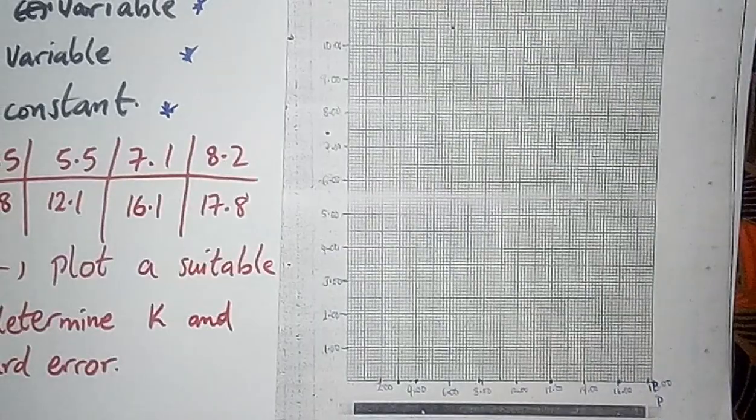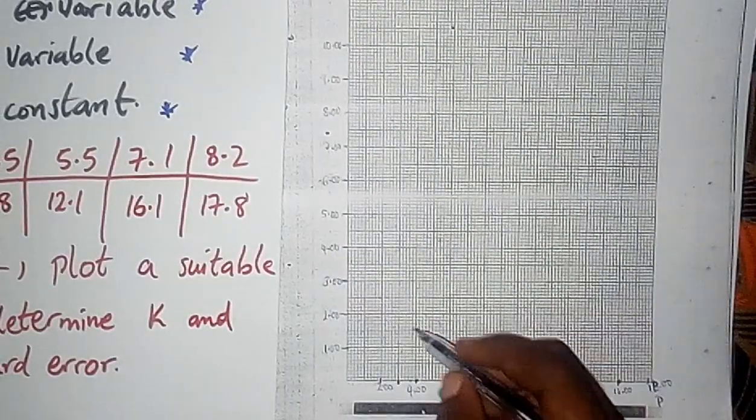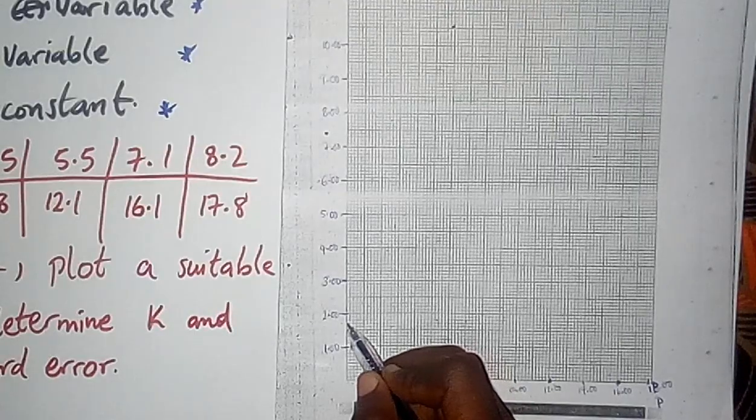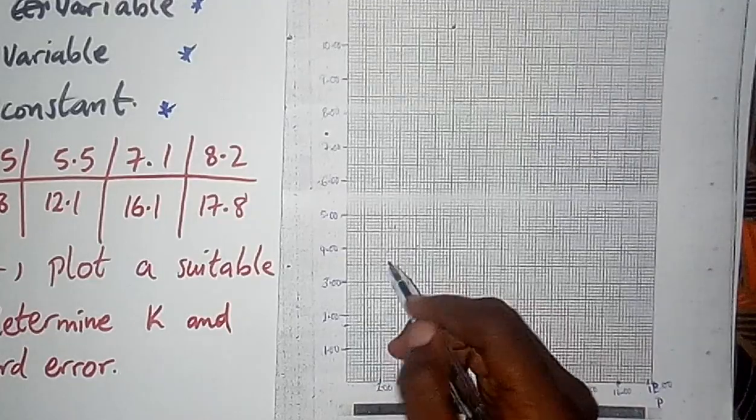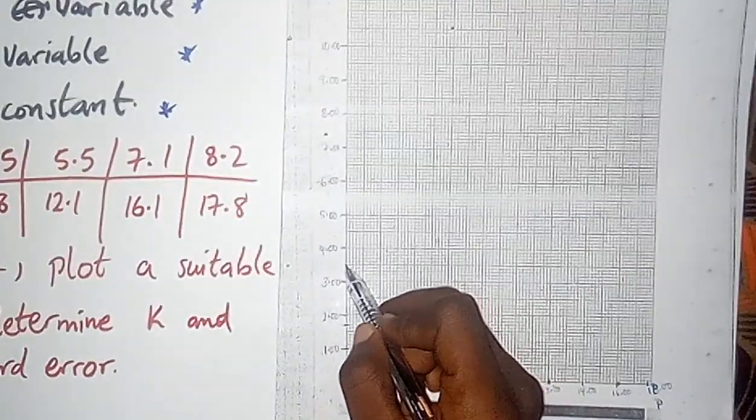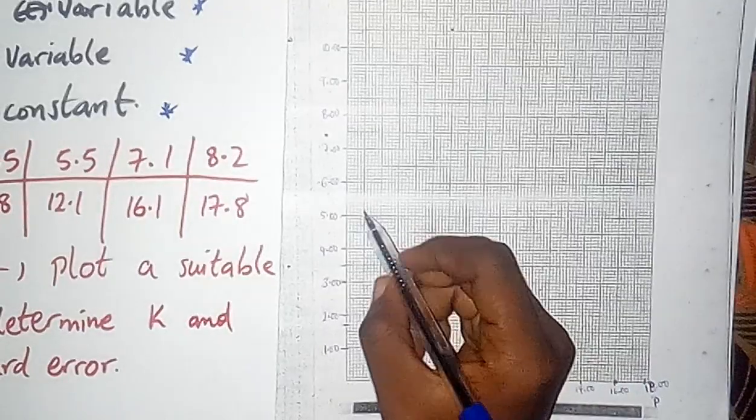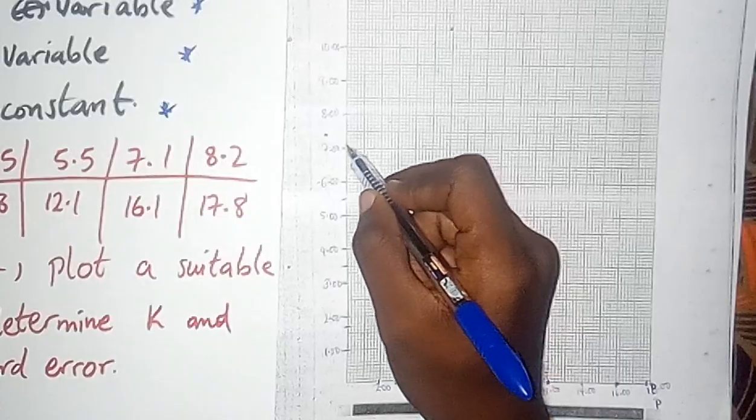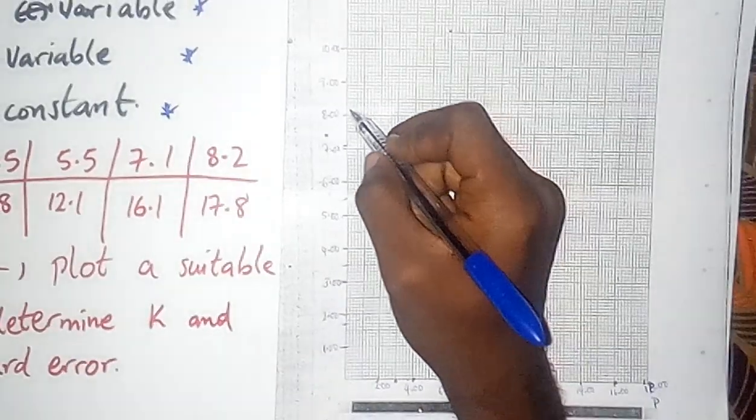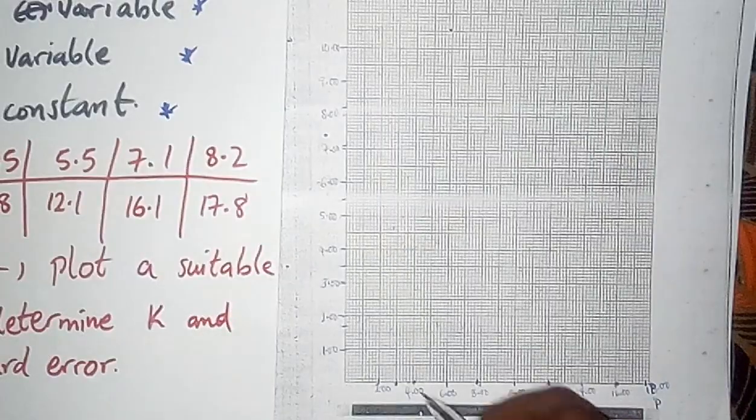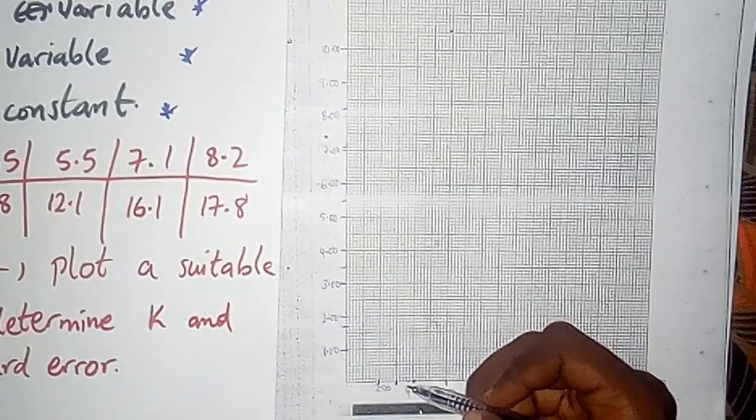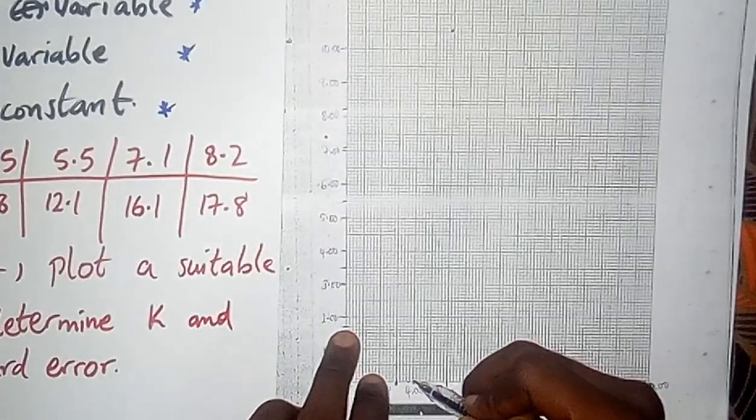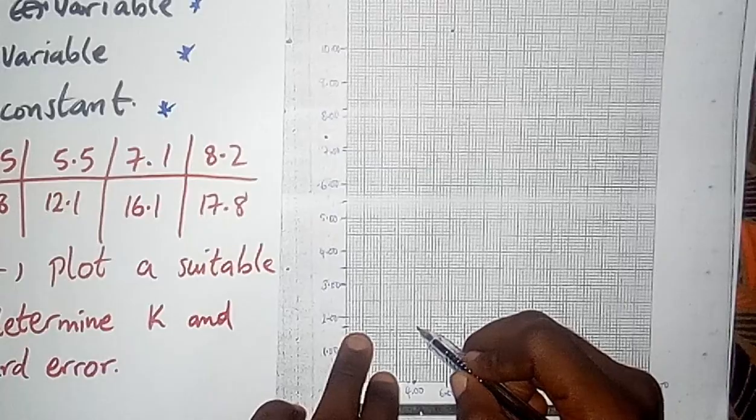And then I will do M. Okay, so this will be 1.7, 3.5, 5.5, 7.1, 8.2. Okay, so by the time you join them, you get from here to here.